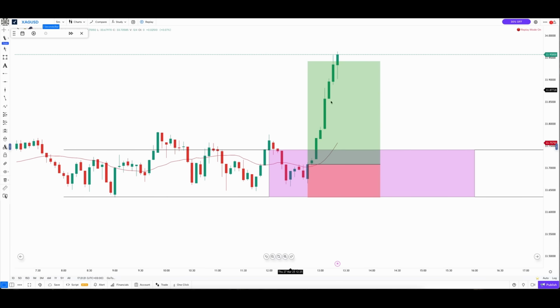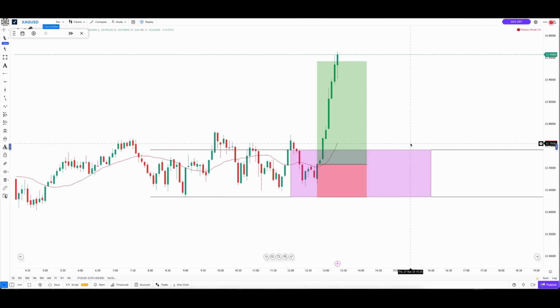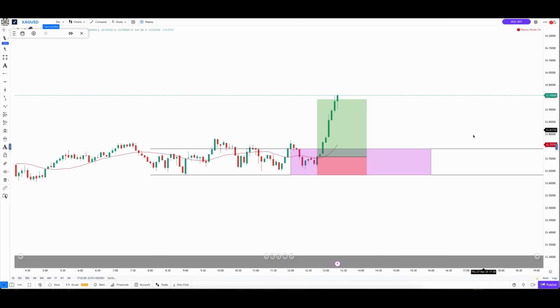So you can see that we reached a 1-to-3 risk reward ratio here and won this trade. Guys, go back and watch the video, follow all the steps, and you will be amazed at how you will start to get winning trades.